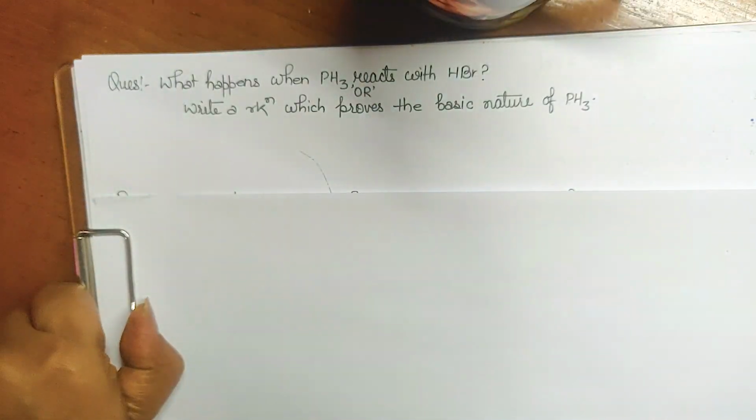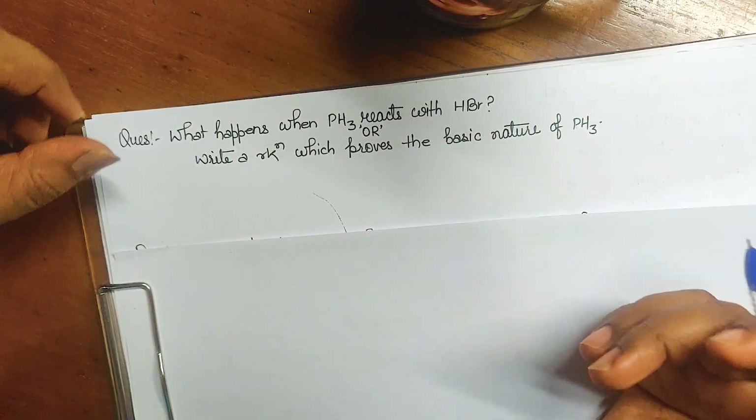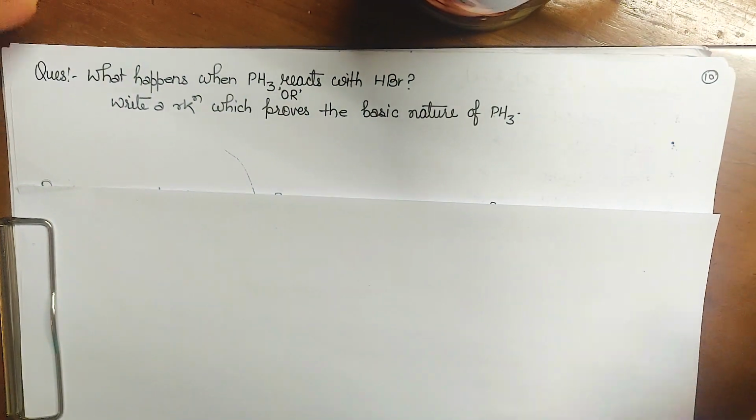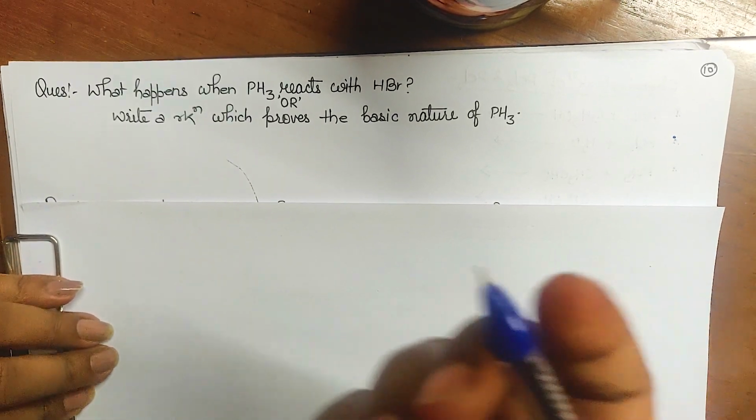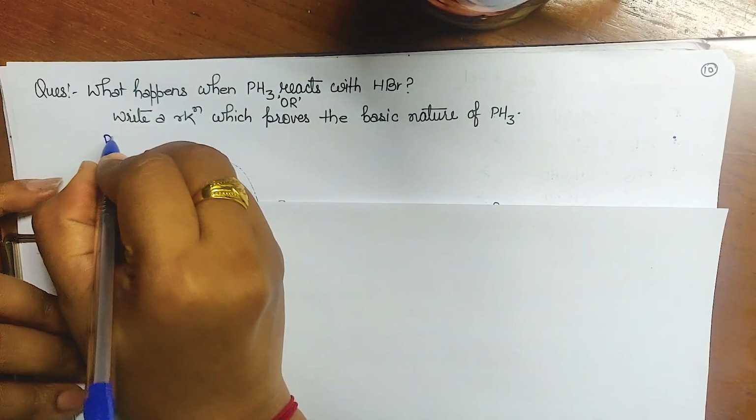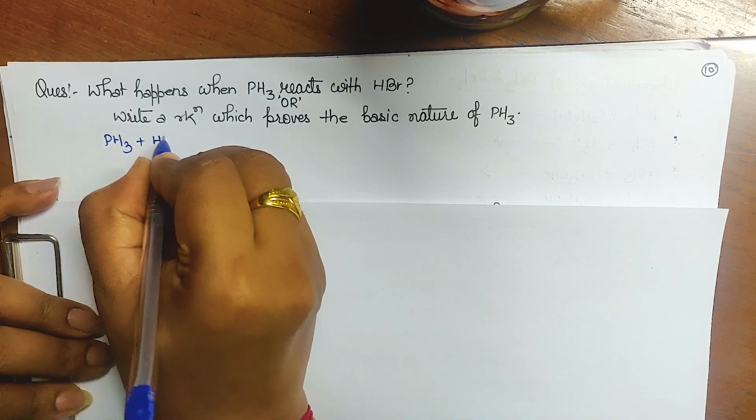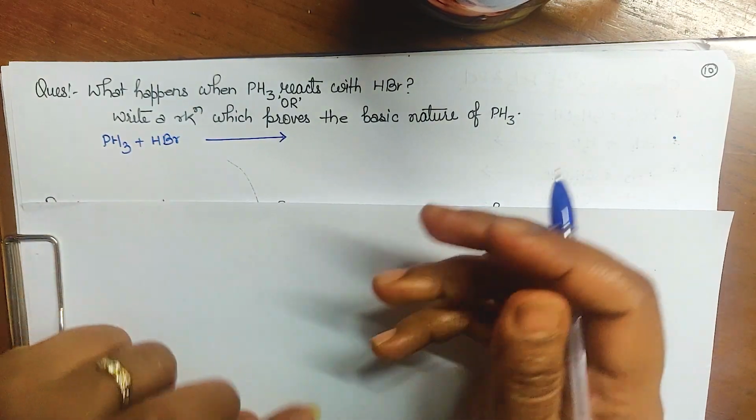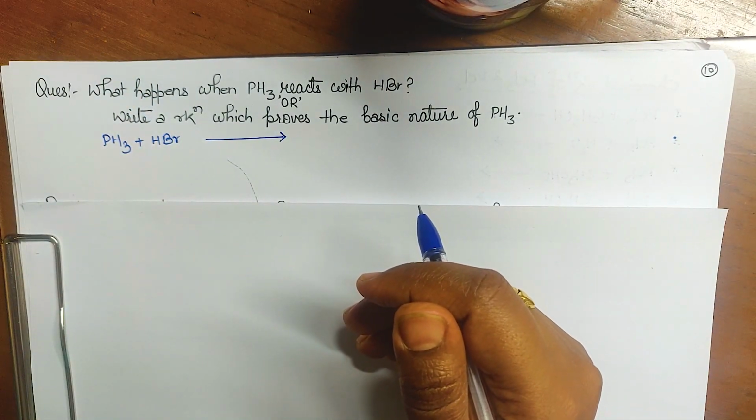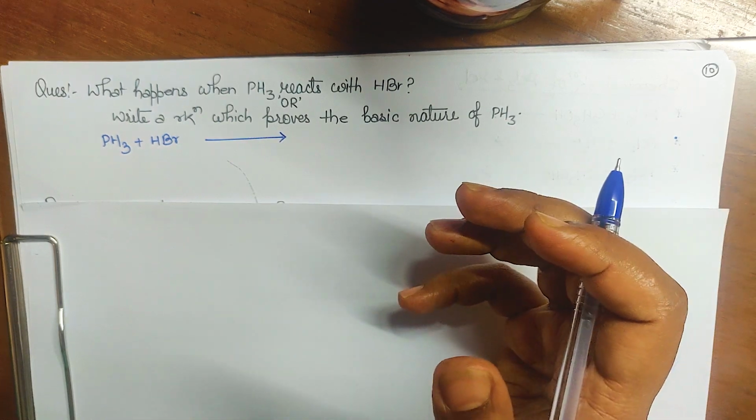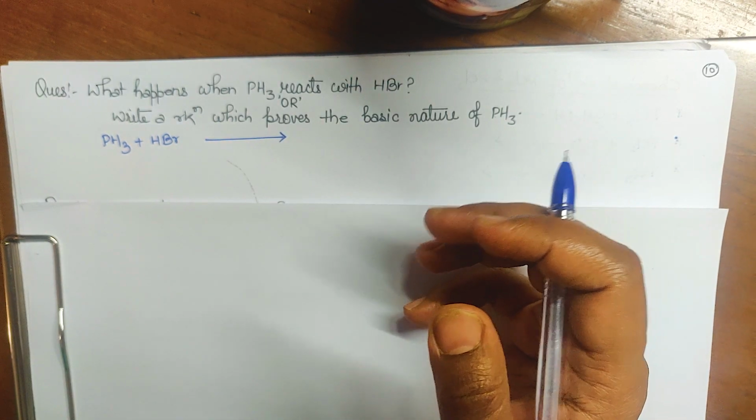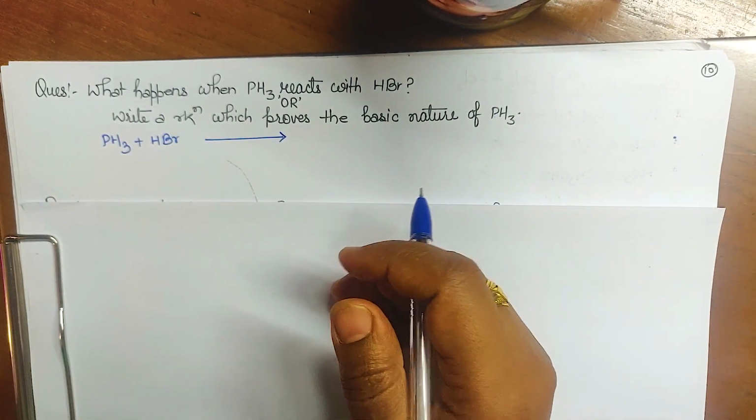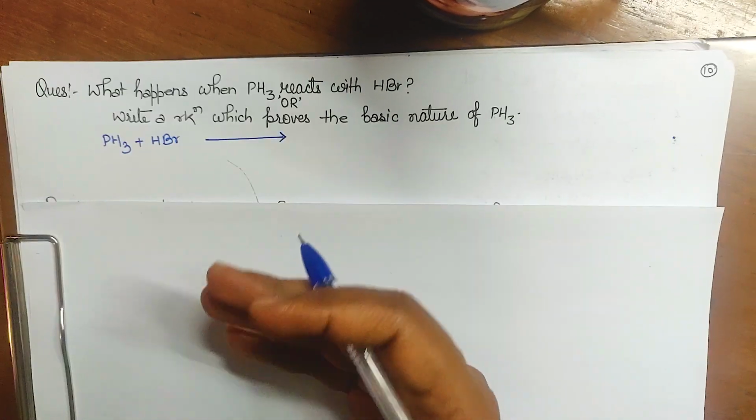Let me write this question. What happens when PH3 reacts with HBr? Just think and decide what can be formed. Let me write the equation: PH3 plus HBr. HBr is a hydra acid, isn't it? If acid is there, then water is there, so it can be a case of hydrolysis. If hydrolysis is there, the oxidation number will not change. So what can we form?